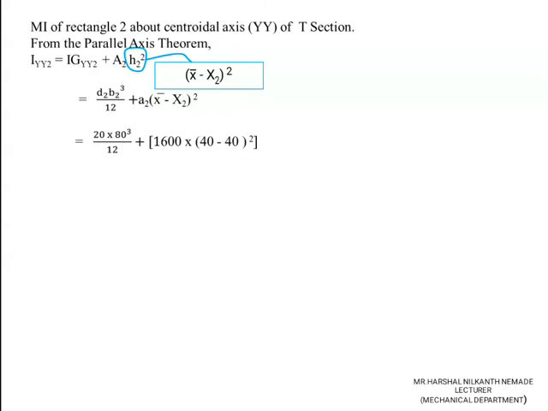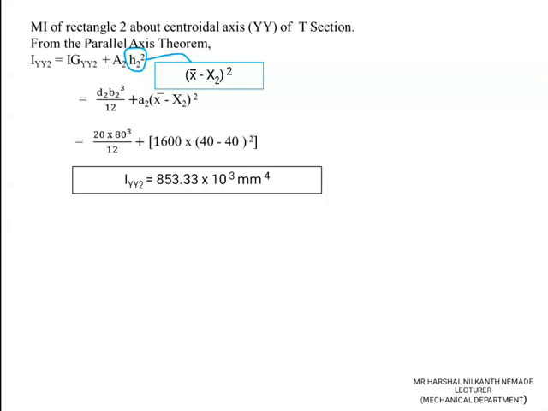Continue next page. Moment of inertia of rectangular section 2 about centroidal axis yy of the T section from the parallel axis theorem, Iyy is equal to Igyy2 plus A2 multiplied by H2 the whole square. So for H2 square, I will write x bar minus x2 square. Substituting all the values, I will get Iyy2 is equal to 853.33 into 10 raised to 3 mm raised to 4.